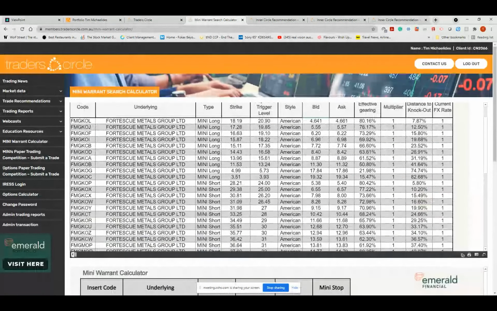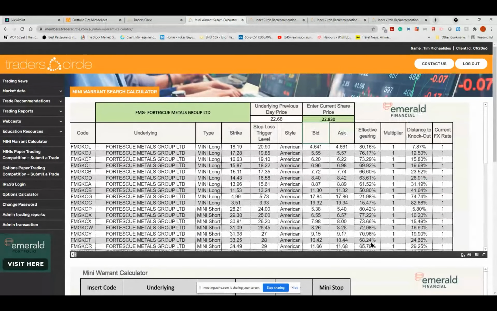It gives you a list of all the different warrants that you can choose from, different types of gearing. So that's how leveraged they are. The higher the percentage, the more leverage that particular mini warrant has. It also has the knockout levels. So this particular mini that I've chosen: if Fortescue drops 7.8%, which is at $20.90, this particular mini warrant will stop out. And I'll get back the value of the difference between the stop and the strike. We'll explain all that in our courses, but I'm not going to go into that detail tonight.